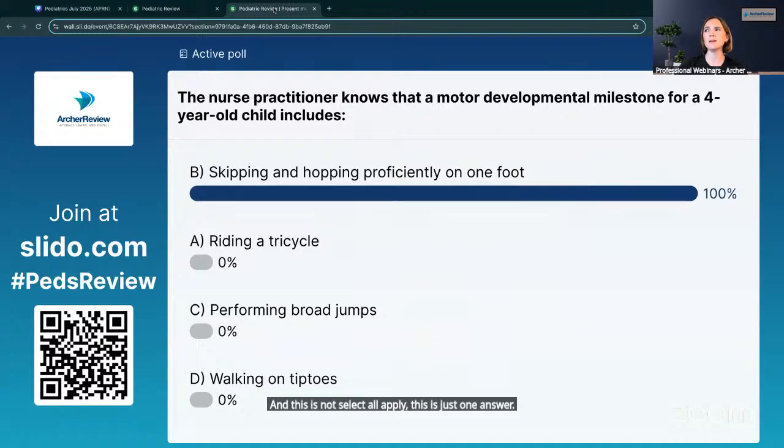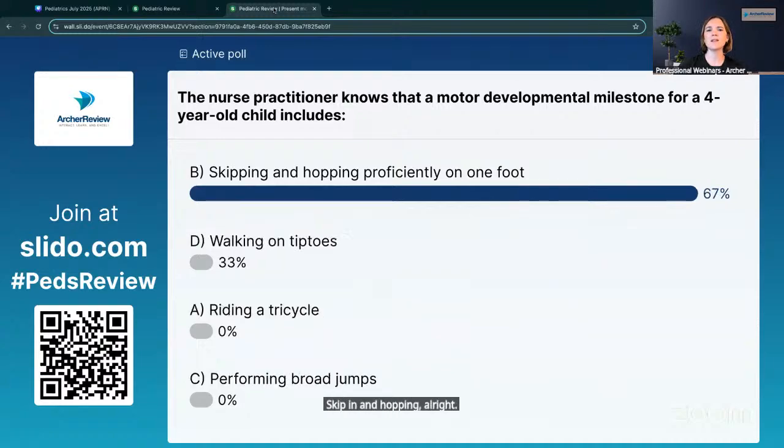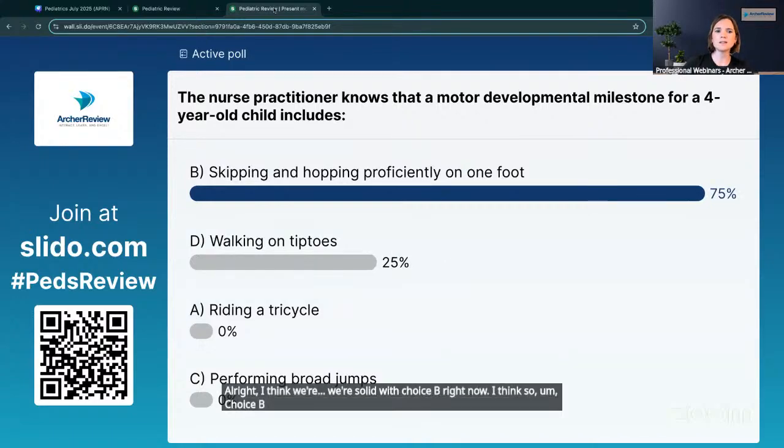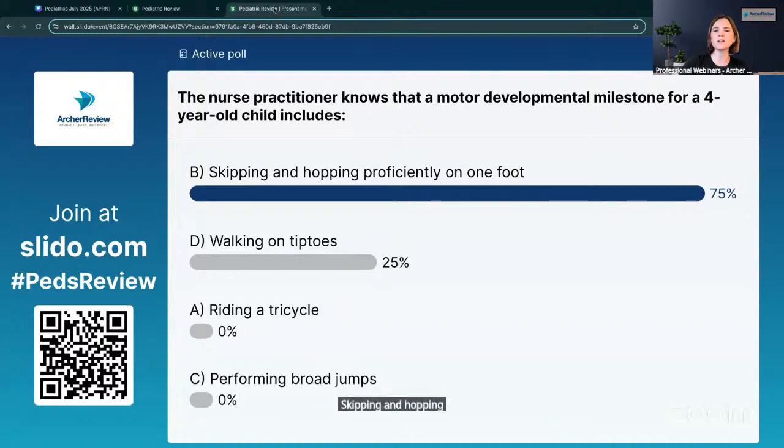Skipping and hopping, all right. Any other thoughts? Walking on tiptoes. All right, I think we're solid with choice B right now. Choice B is correct. Skipping and hopping proficiently on one foot is a motor developmental milestone for a 4-year-old.